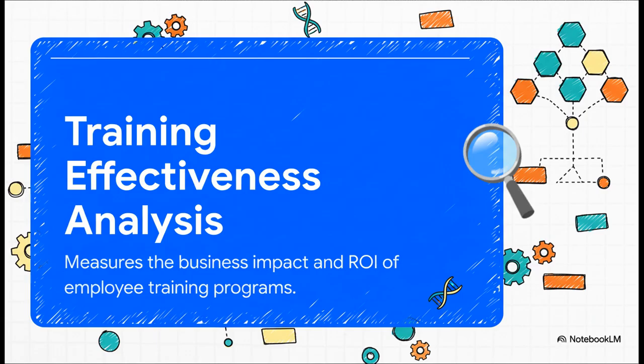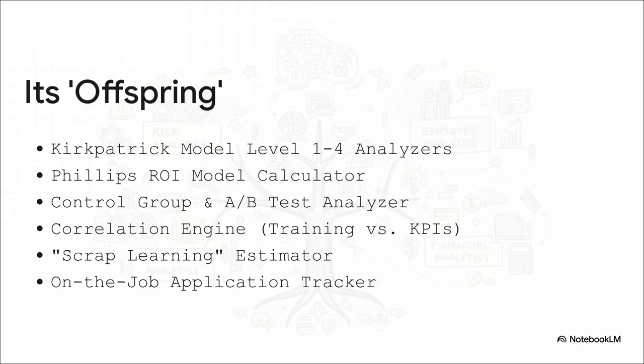Now, just to show you how this structure works everywhere, let's jump over to a completely different part of the family tree. Over in the employee analytics branch, we find something called training effectiveness analysis. Its whole job is to answer one simple question: does our training actually work? And here are its offspring. You can see standard stuff in here, like frameworks from the Kirkpatrick model that measure effectiveness on different levels, but you also find incredibly specific tools like a scrap learning estimator. Think about that. That's a tool designed for one reason: to figure out how much of your training budget is just being wasted on stuff that people forget or never even use.